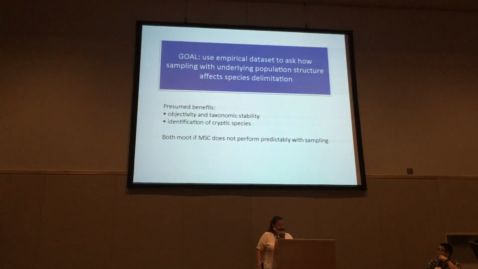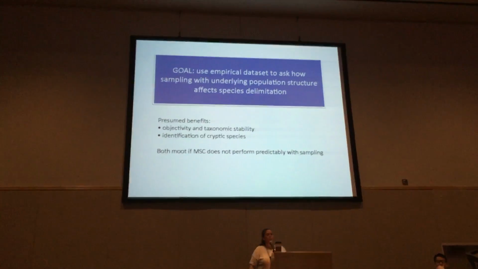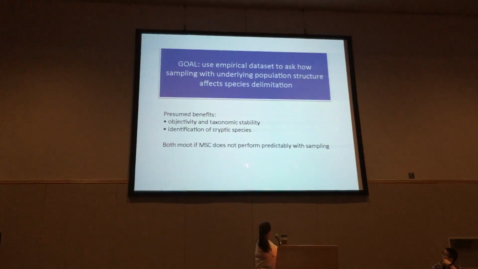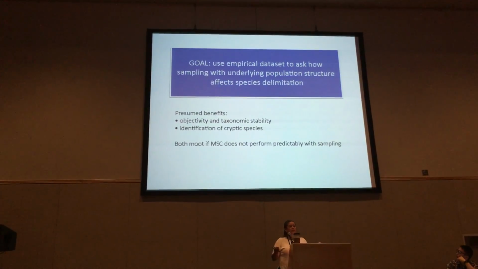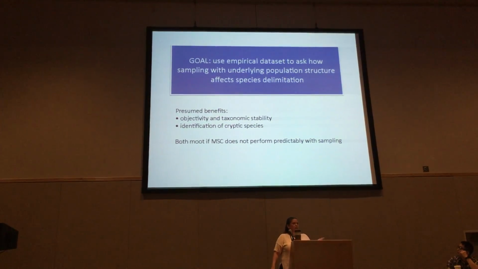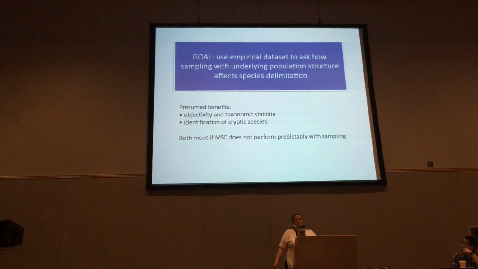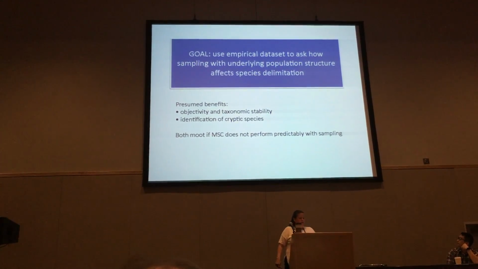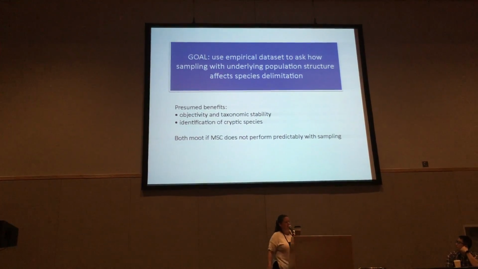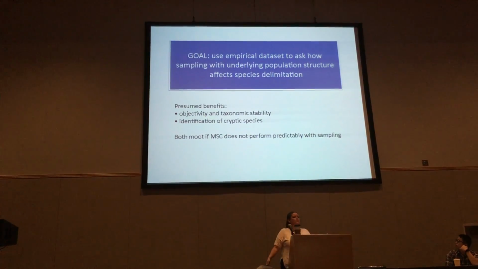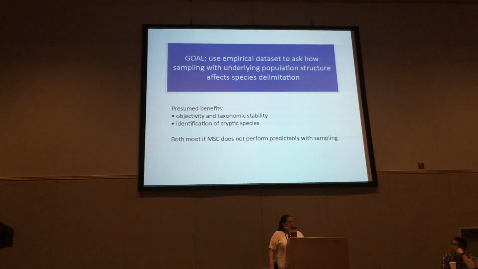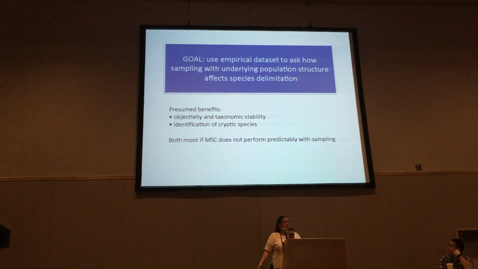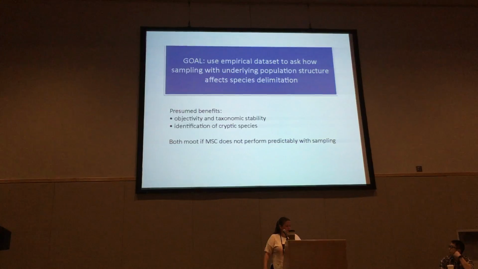Okay, so our goal, as I just said, was to investigate the biases that may be imposed by population sampling in this situation. And I would argue, if we take from Matt's slides on the presumed benefits of delimitation methods, objectivity and identification of cryptic species, that both of those benefits are actually moot if the species delimitation methods don't perform predictably with something as simple as differential sampling. Okay, so if every person samples differently and every person is going to get a different result in terms of delimitation, then clearly there's an issue with the process itself.